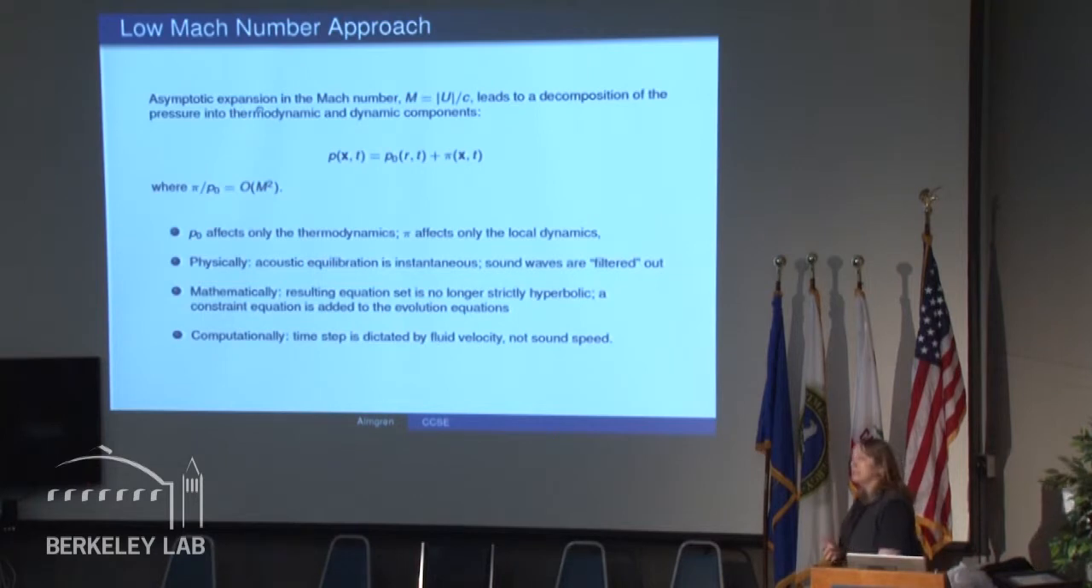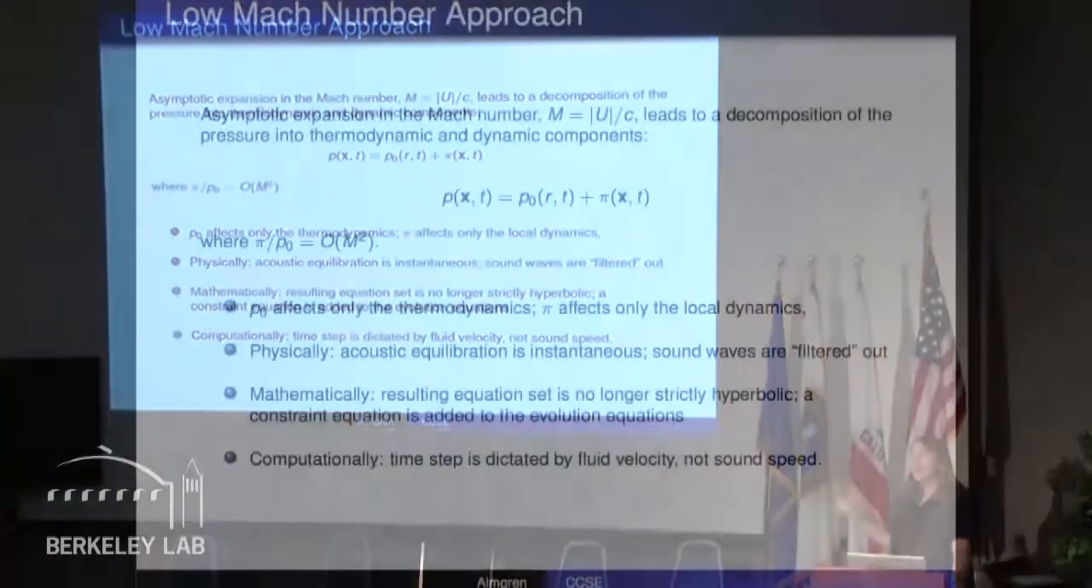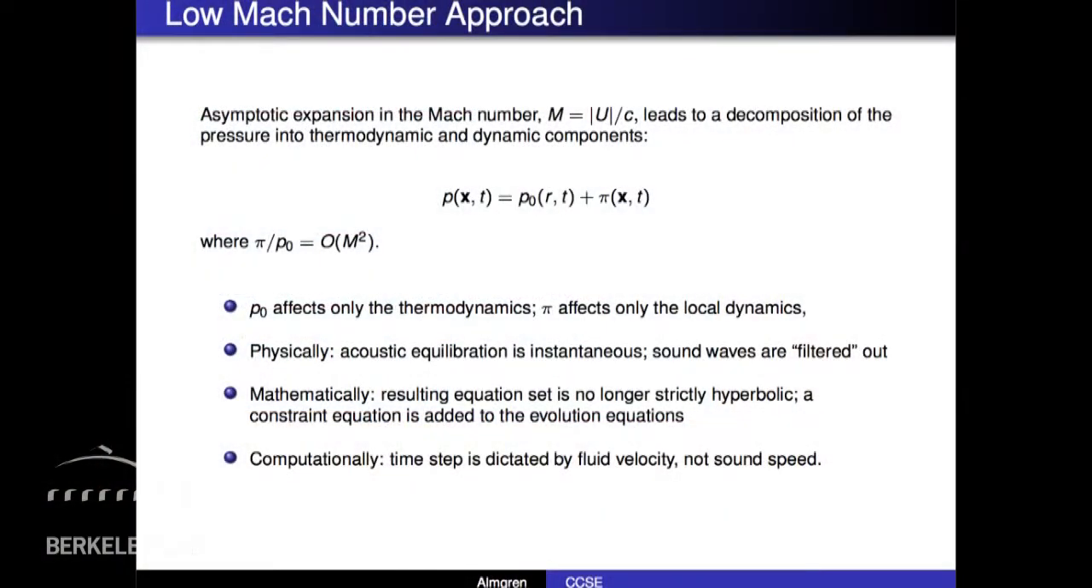Okay, mathematically, what's happened is you've changed your equation set. You've introduced a constraint, and that changes the character of the equations, and that's going to require some additional solution techniques. But computationally, you've got what you want. If you advance the method designed on these equations, you march it at the fluid velocity, not the acoustic velocity. And that's what we wanted.